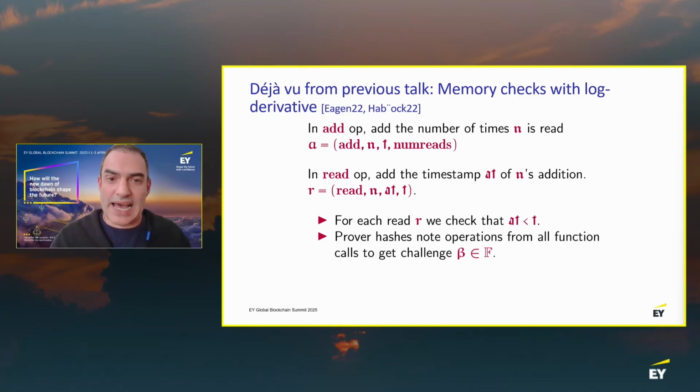We're going to hash all the node operations from all function calls to get a challenge beta. So this is exactly the thing you wouldn't be allowed to do in IVC, because you wouldn't know them in advance, and also because the size of this vector of all node operations depends on the number of iterations.